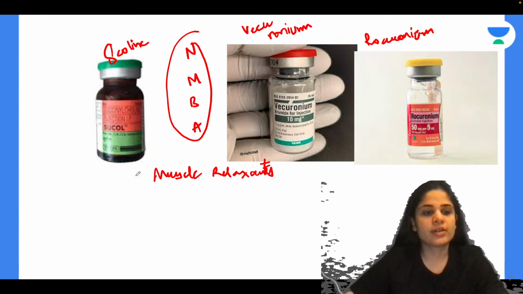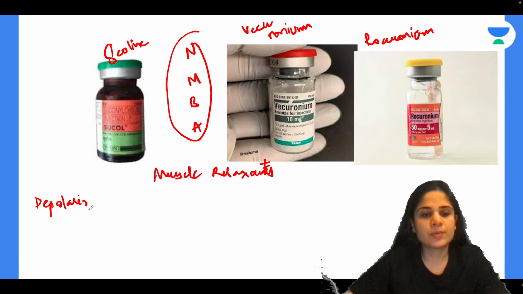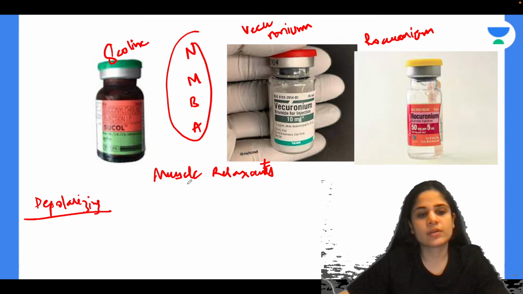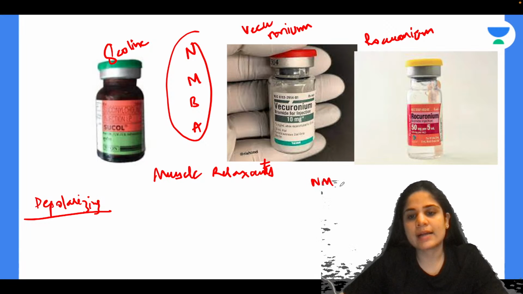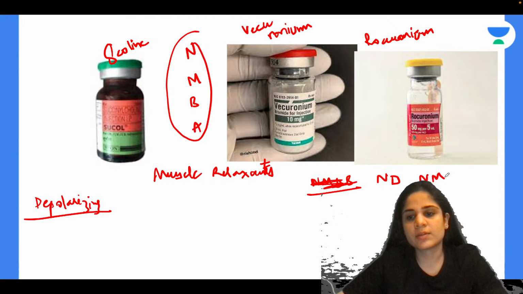Yes, very good. So your depolarizing neuromuscular blocking agent is succinylcholine, and the non-depolarizing are all the other ones. Okay. So your VEC, ROC, ATRA are all non-depolarizing neuromuscular blocking agents. I wrote this wrong: non-depolarizing neuromuscular blocking agent.